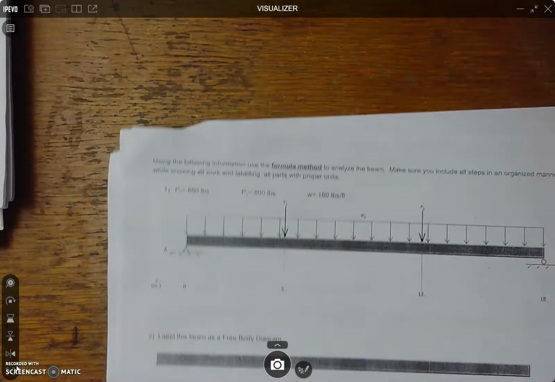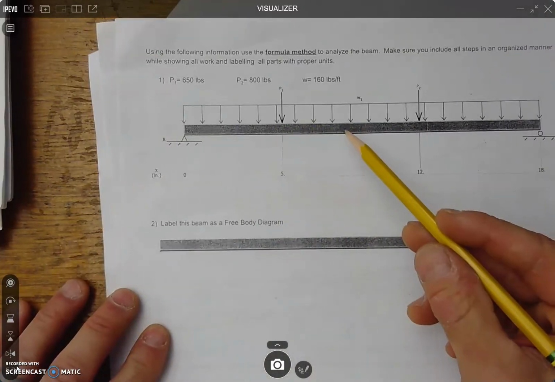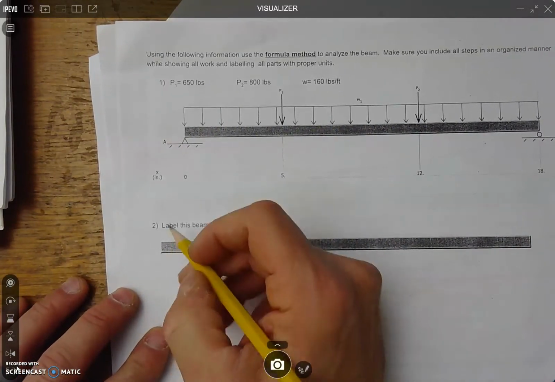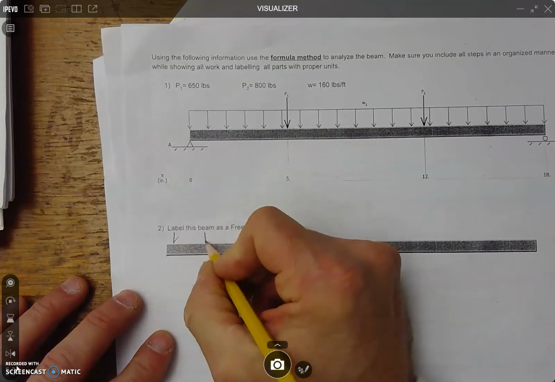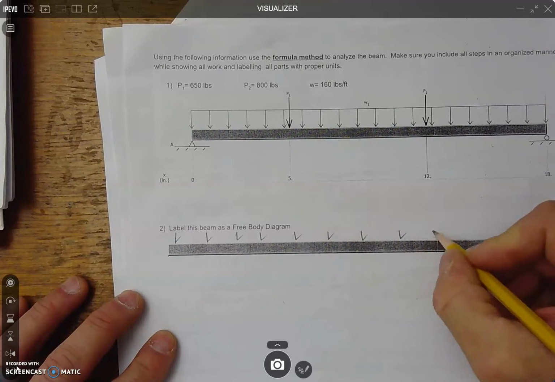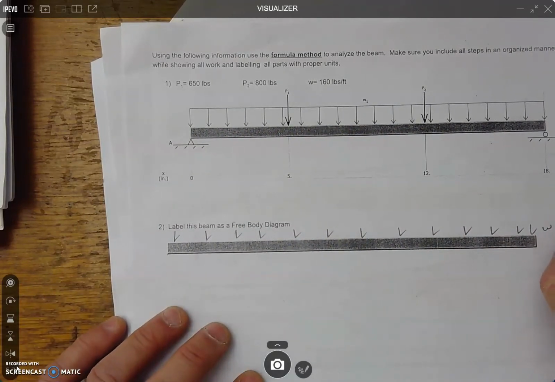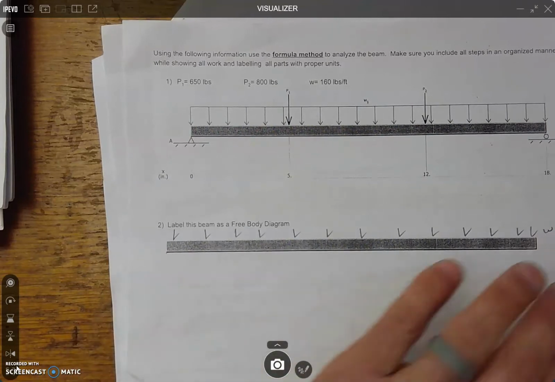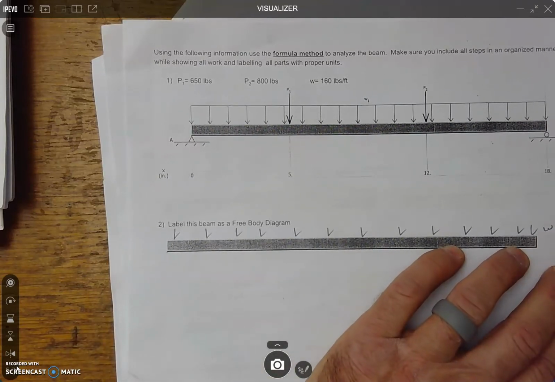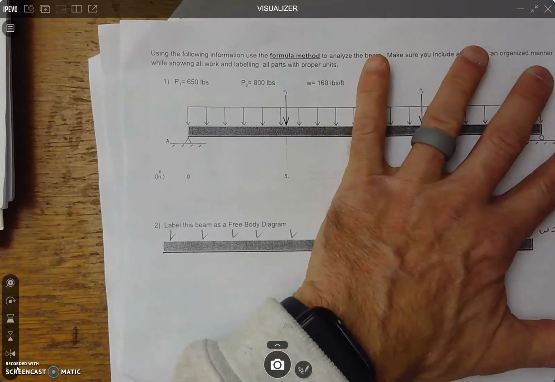So here's what we're going to do. First thing I need you to do, we've done this before, is take this beam and put it in a free body diagram. So we need to put our uniform load on here. And remember, uniform load goes all the way across the beam, and puts the same amount of weight on the beam per foot all along it. Oops, I did that wrong. That's pounds per foot.